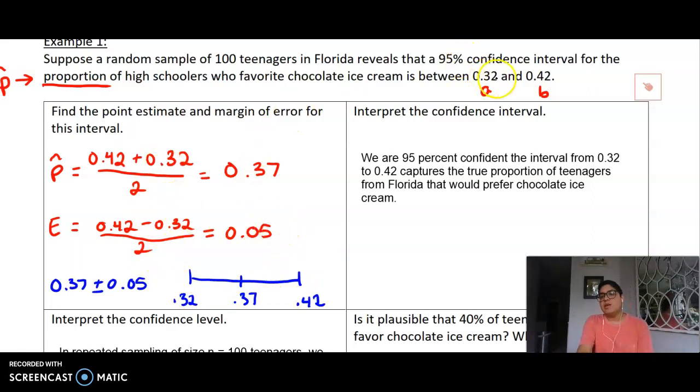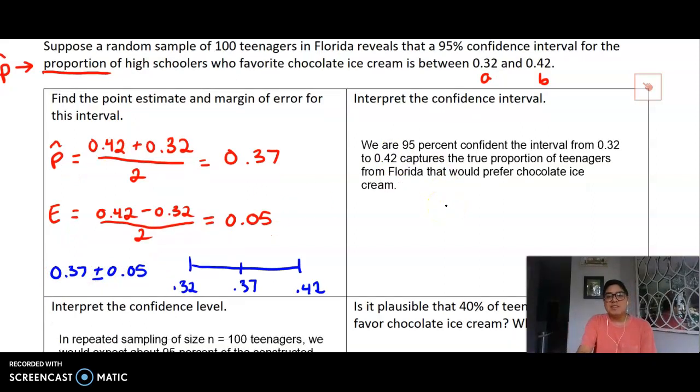So notice that the interval can be given to you. It could also be given to you mathematically. So you just have to be able to bounce between the multiple representations. So here my point estimate is 0.37 and my margin of error is 0.05. So what does that look like?